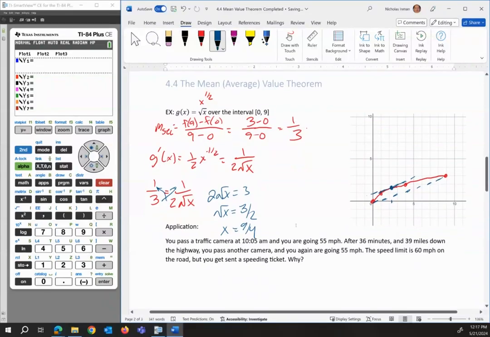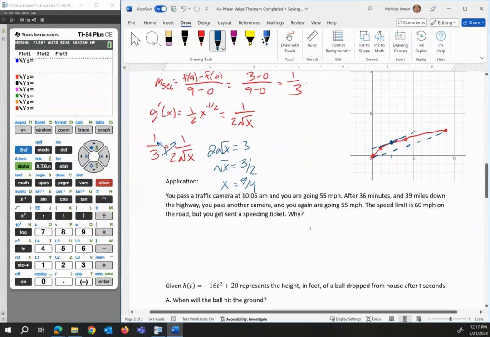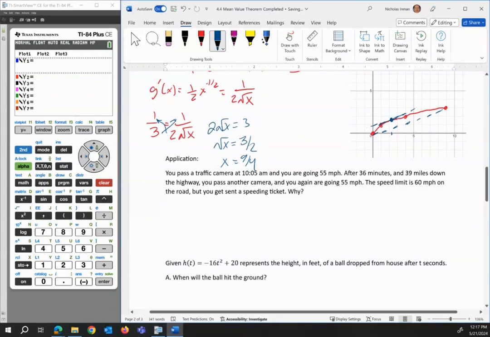All right, that is the general idea and what we're finding. Again, overall, not super useful for us, but there is one decent use. This idea: you pass a traffic camera at 10:05 a.m., you're going 55 miles per hour. Okay, 36 minutes later, you've gone 39 miles down the road, and you pass another camera. Again, you're going 55. That's great. The speed limit's 60, so you're not even speeding. But for some reason, you got a speeding ticket. That seems a little strange. Why would they send you a speeding ticket?